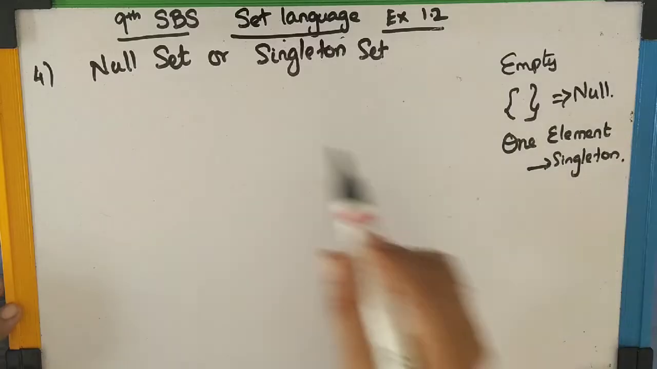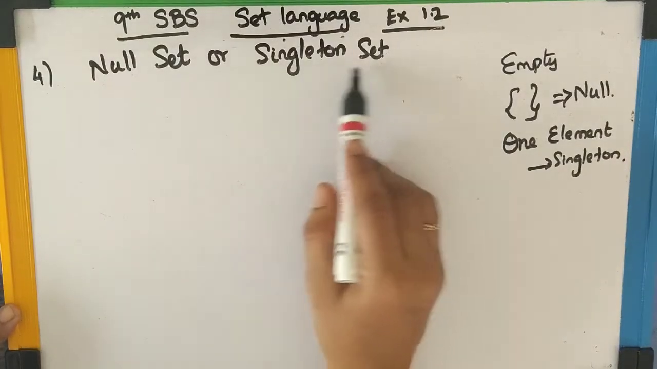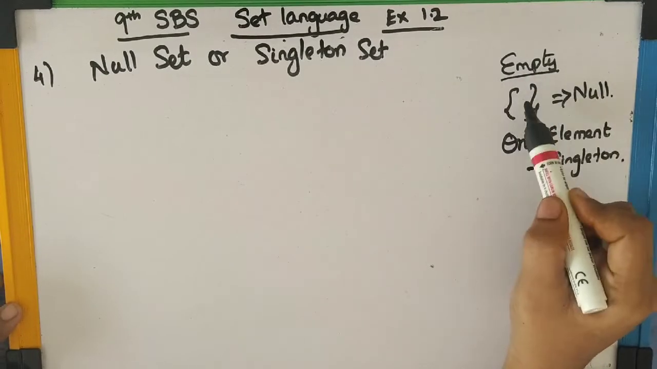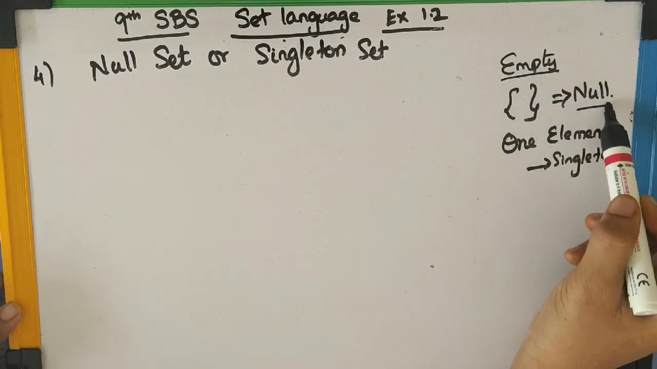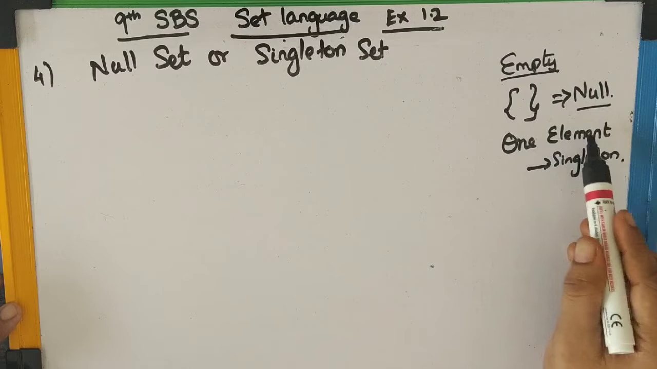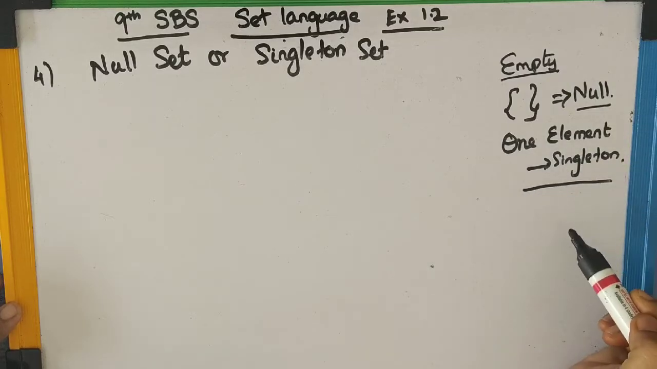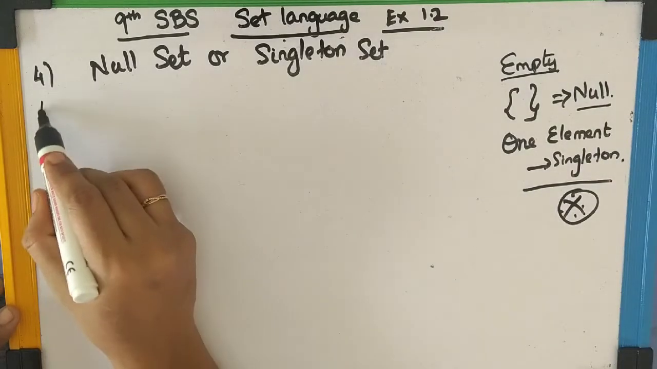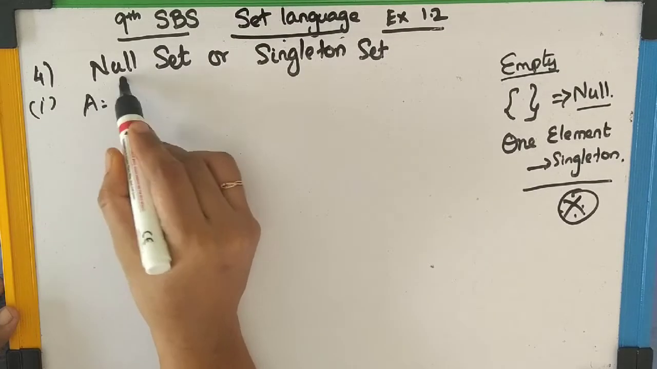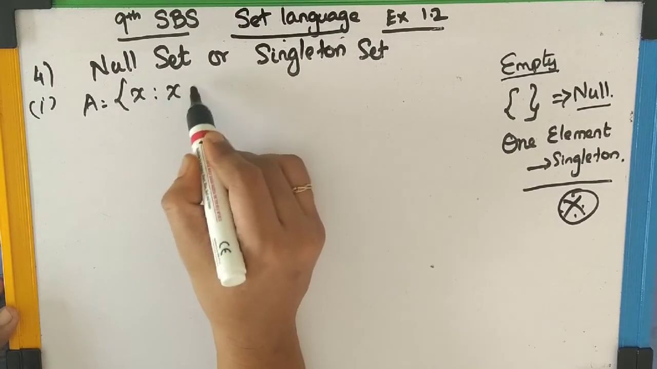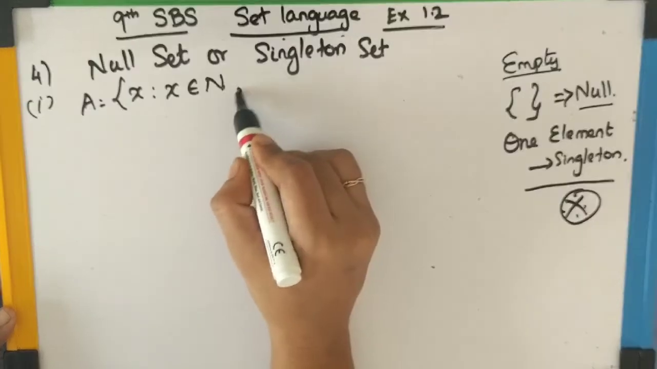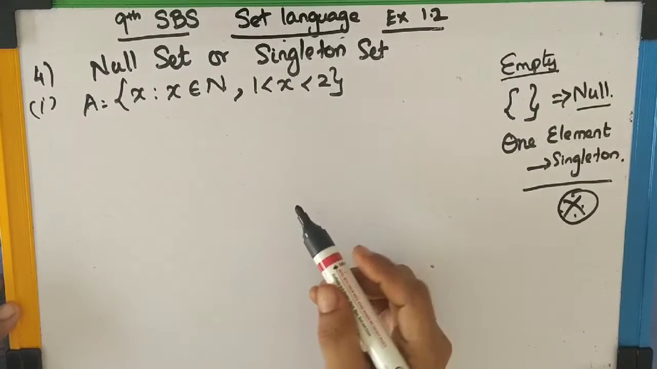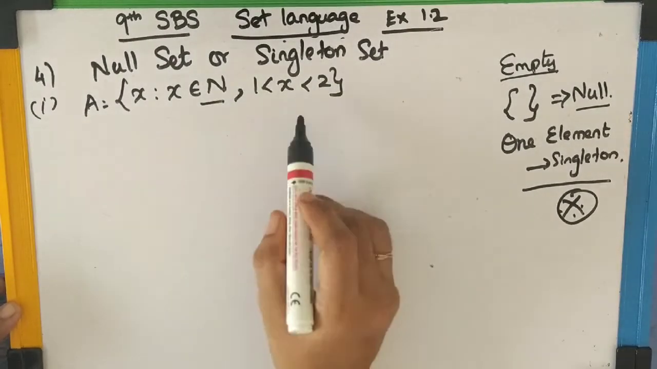Okay. Now let's go to the next question. We have to find whether the sets given are null sets or singleton sets. The set that is absolutely empty is a null set and the set which has one element is called a singleton set. Okay. Now let's take the first question. A is equal to x where x is a natural number and x is greater than 1 and less than 2. So let's find the set A.